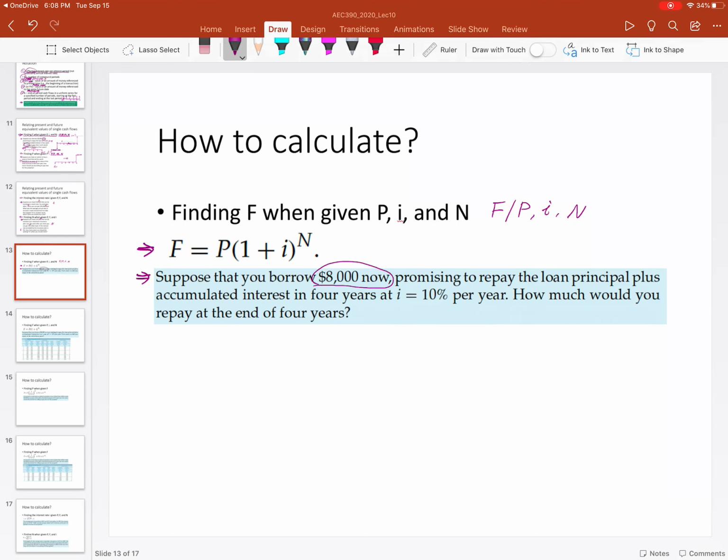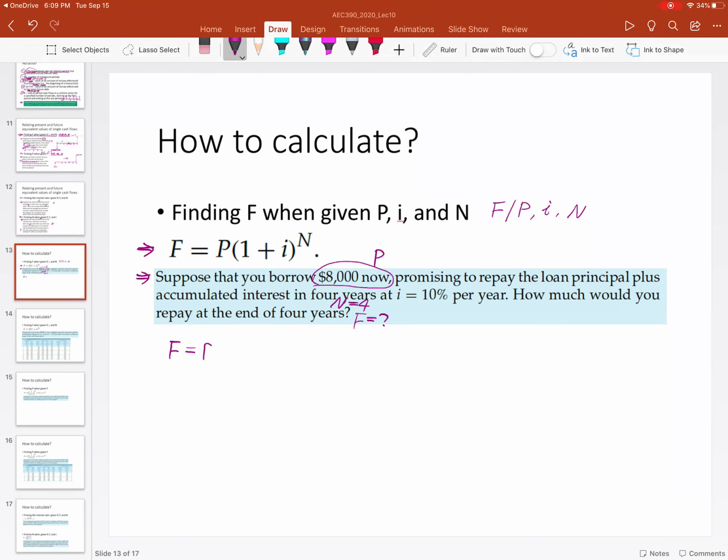Suppose that you borrow 8,000 now. That 8,000 you borrow is going to be your present value, right? Promising to repay the loan principal plus accumulated interest in 4 years. So N is 4 at interest rate I, 10%. So how much would you repay at the end of 4 years? So you want to find out F. Okay, so F is unknown.